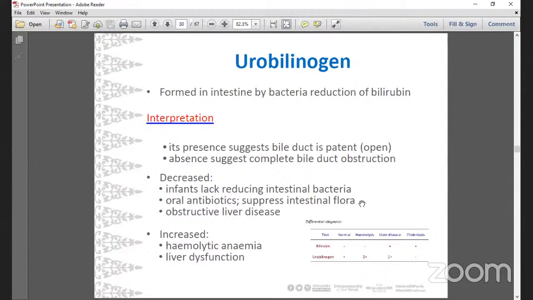Okay, next one is urobilinogen. This urobilinogen is also related to hemoglobin breakdown.